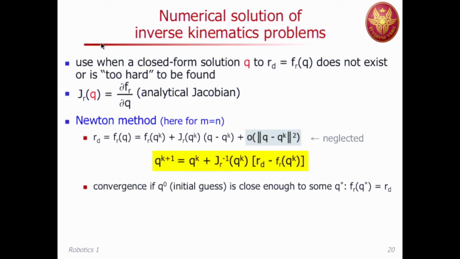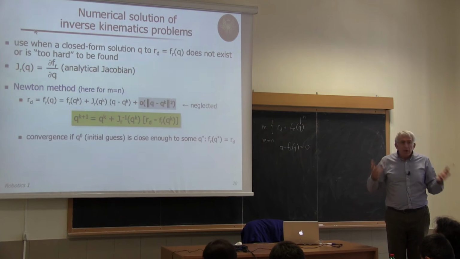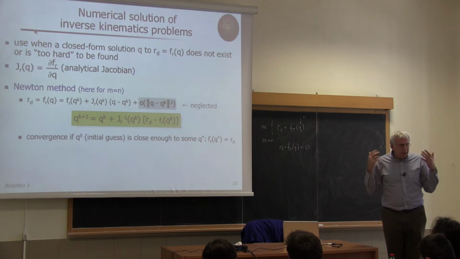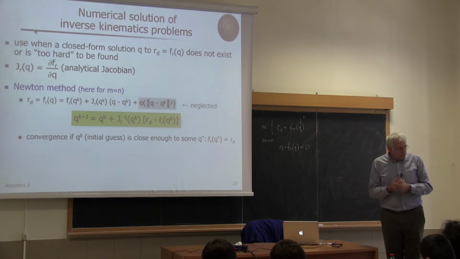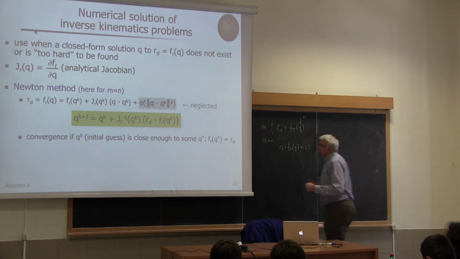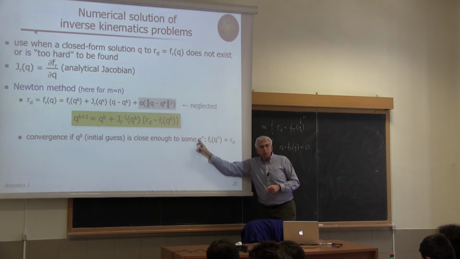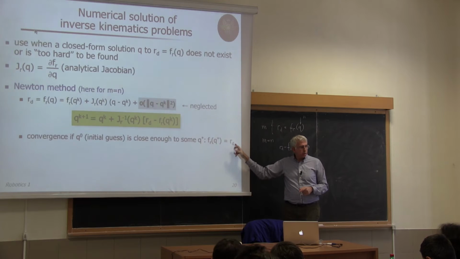if you have never encountered this method before, you should know that it converges because it's based on this expansion, if the expansion makes sense. So if we are close enough right from the beginning to the solution, with our initial guess Q0 already close enough to some, and pay attention, some Q star such that this is the solution.